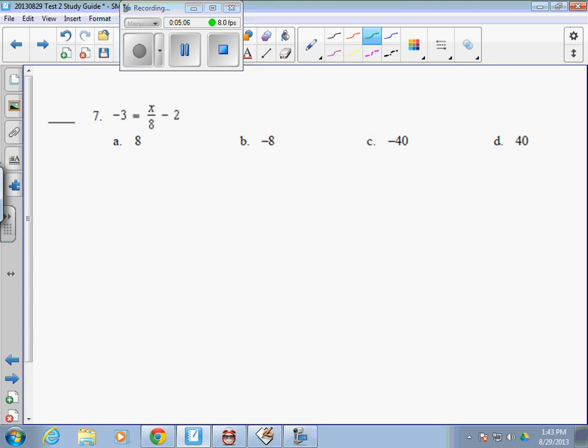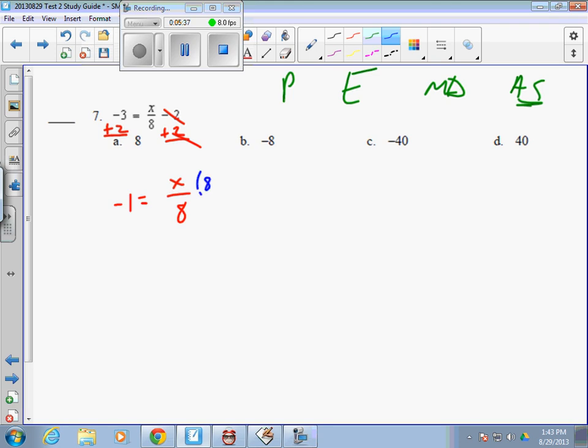Number 7 says negative 3 equals x divided by 8 minus 2. Remember, you work please excuse my dear Aunt Sally when you're simplifying something, but when you're undoing something, you work backwards. So we have addition and subtraction to take care of first. Get rid of minus 2 by adding it. If you add it to the right, add it to the left. Negative 3 plus 2 is negative 1 equals x over 8. These two will cancel out. That says x divided by 8. Undo divide by 8 by multiplying by 8. Multiply to the right, multiply to the left. 8 times negative 1 is negative 8 equals x, and these cancel out. X is negative 8. B.